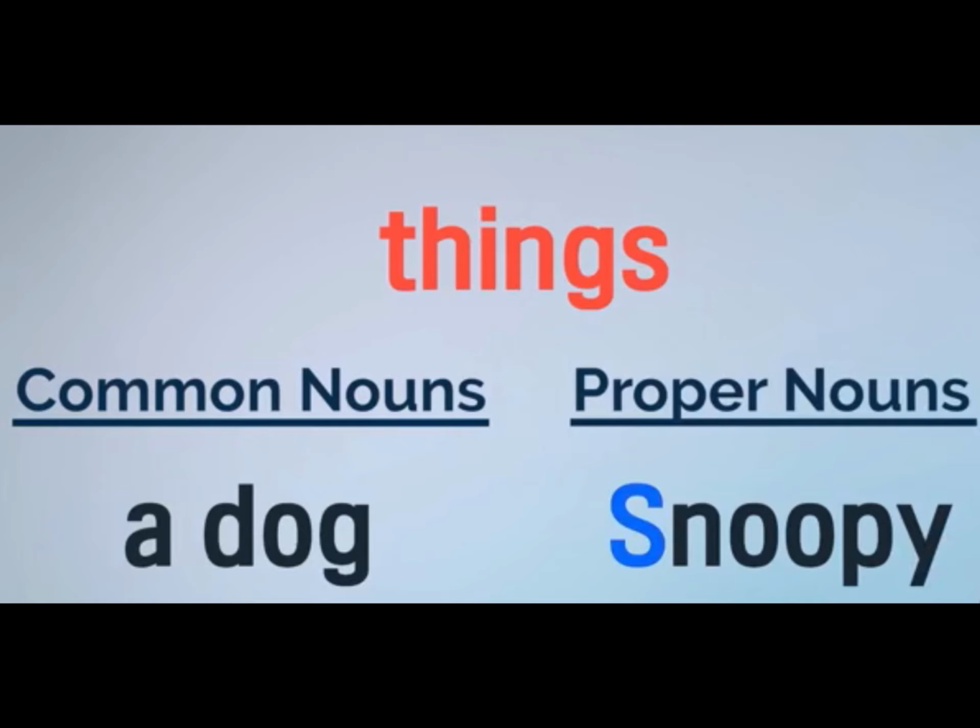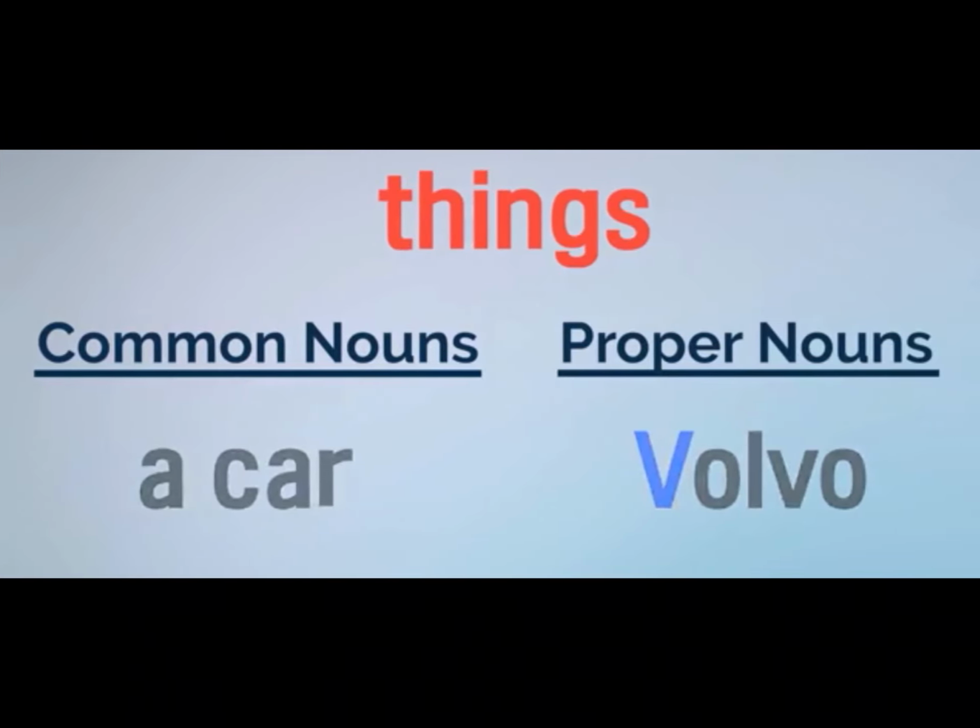But if we talk about a specific dog, like Snoopy, with a capital S, okay, we can talk about things again, like a car. But if we want to talk about a specific car, a specific brand of the car, like Volvo, then the proper noun would be Volvo, or it would be Mercedes, or it would be BMW. But the common noun for a car is a car.